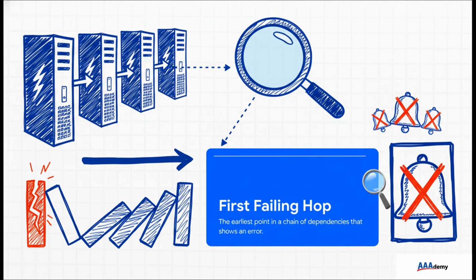And that leads us straight to this idea of the first failing hop. This is the real key to being efficient. You're not just chasing a bunch of downstream alerts or symptoms. You are looking for the root cause, the very first domino in the chain that fell over. Because if you fix that, a lot of times all the other alarms just vanish.